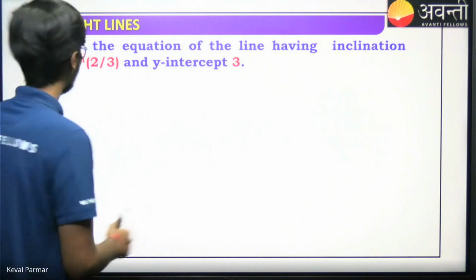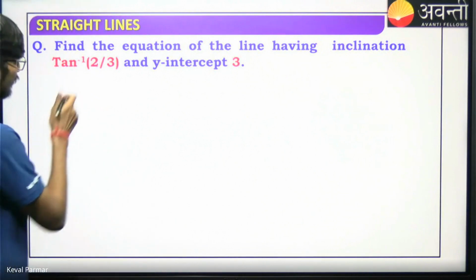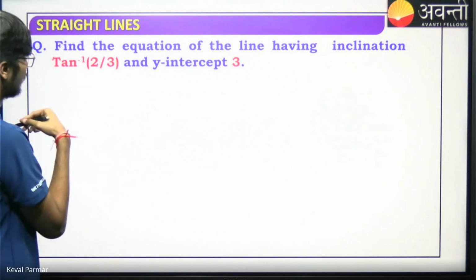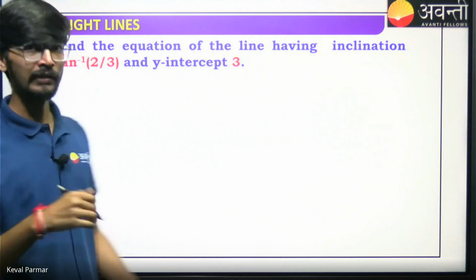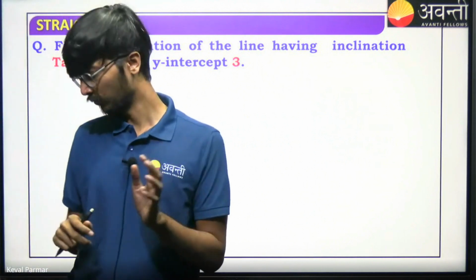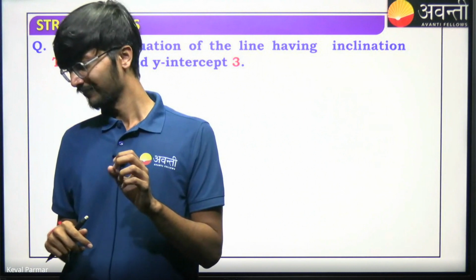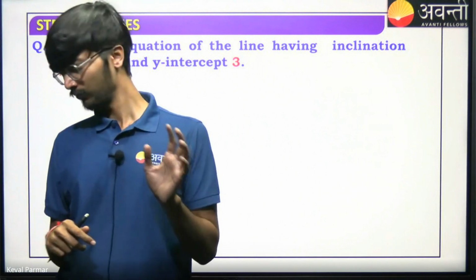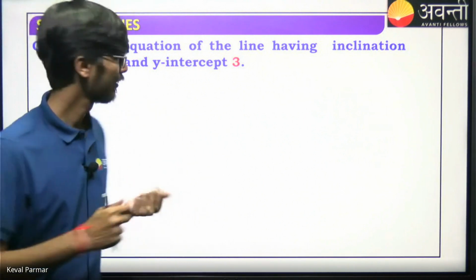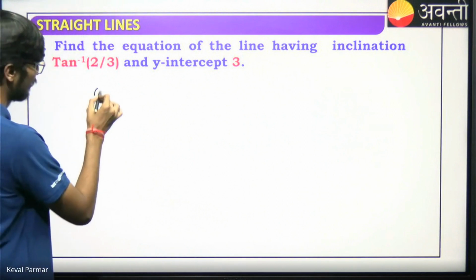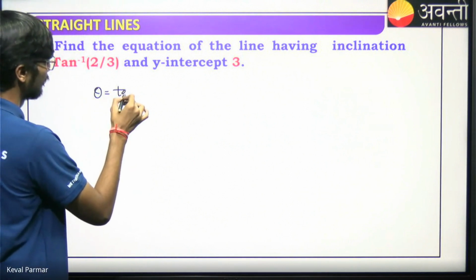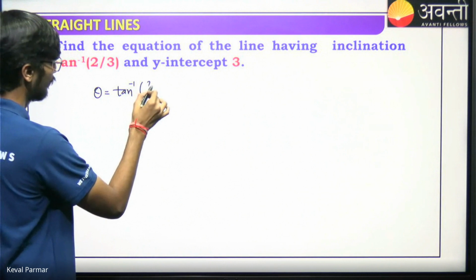So, here, inclination is tan inverse of 2 by 3. I hope you have studied inverse. That's why you're getting confused. Okay, I think you might not have studied inverse, so let me tell you. Here, inclination means theta is given as tan inverse of 2 by 3.